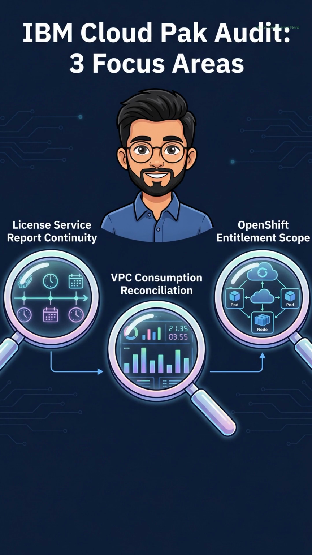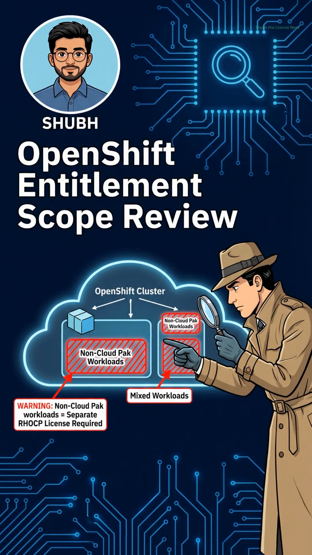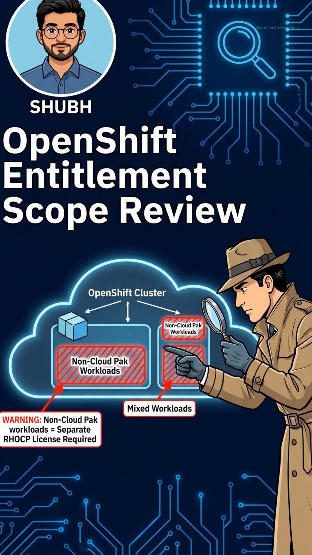First, IBM License Service Report Continuity. They want a complete, uninterrupted time series of VPC consumption reports from day one. Any gap equals full capacity for that period. Second, VPC consumption reconciliation. Auditors compare your reported VPC consumption from License Service against the entitlement purchased through Passport Advantage. Any shortfall is a compliance finding requiring immediate true-up payment, typically at audit settlement pricing, which carries a significant premium over normal renewal pricing. Third, OpenShift Entitlement Scope Review. Auditors examine whether all workloads on your OpenShift cluster are within the restricted use scope of the Cloud Pak's OpenShift entitlement. Any non-Cloud Pak workload triggers either a separate ROC entitlement requirement or an upgrade to a higher Cloud Pak tier.